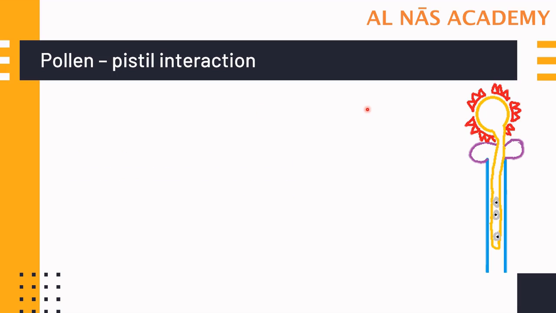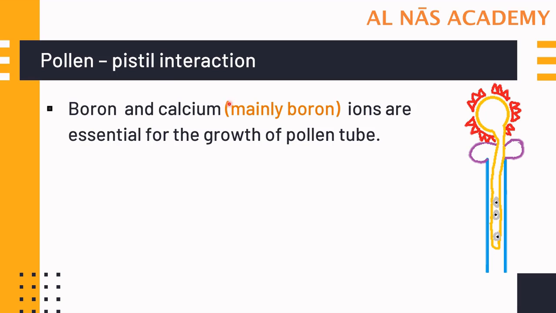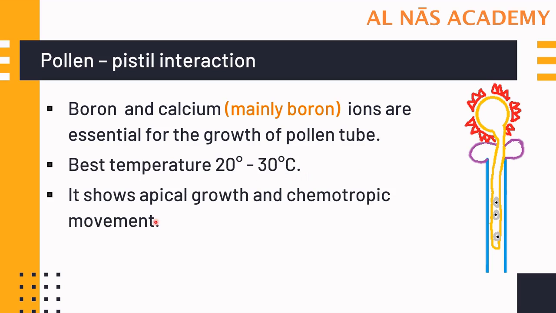Let us understand some features of the pollen tube. Boron and calcium are the ions which are essential for the growth of pollen tube. Mainly boron helps in the growth of pollen tube. The best temperature for the growth of pollen tube is 20 to 30 degrees Celsius, and pollen tube shows apical growth and chemotropic movement.